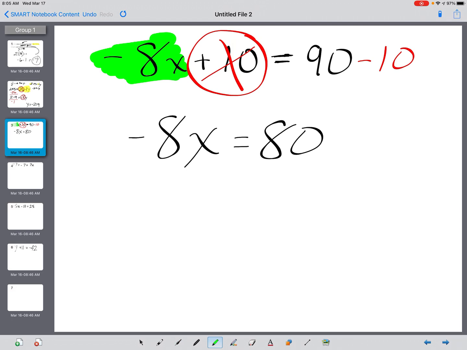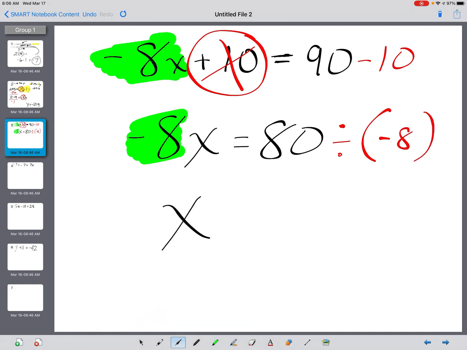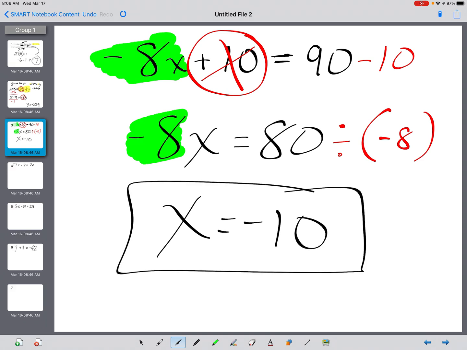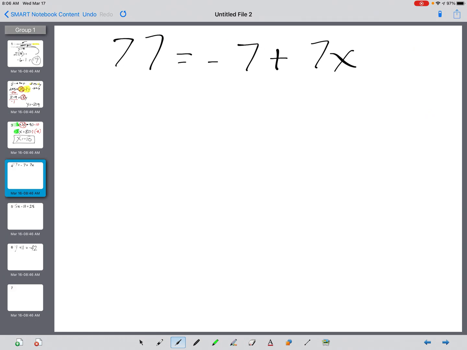We're just going to now divide out the coefficient of the variable term. That's negative 8, right? So we're going to divide the other side by negative 8. And that's going to give us our solution. We're now left with 80 divided by negative 8, which is negative 10. So there you go.